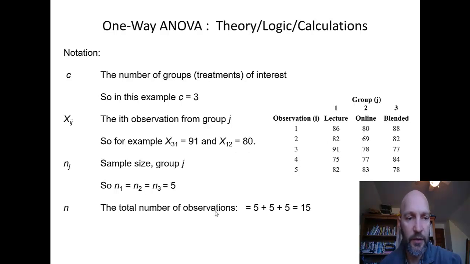That's this one here. And nj is the sample size for group j. In this example, we have n1 equals n2 equals n3, all equal to 5. And then N is just going to be the total number of observations. So just sum up all of the nj's.